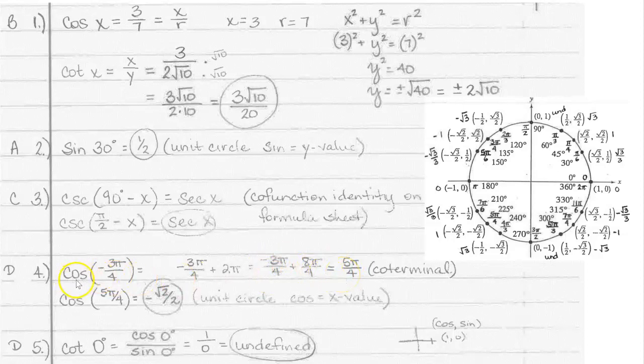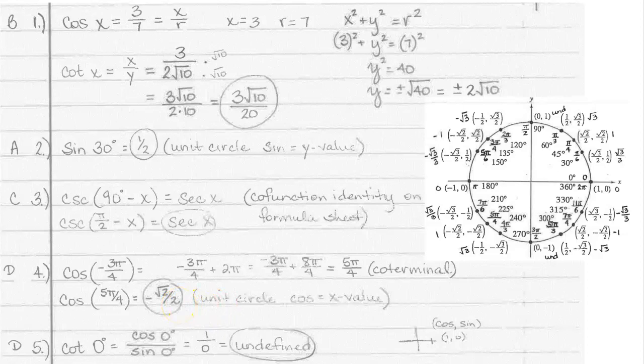So finding the cosine of negative 3 pi over 4 is the exact same thing as finding the cosine of 5 pi over 4. So come over here to your circle. Here's 5 pi over 4. And again, the cosine is the x value. So that's where we're getting our negative square root of 2 over 2.